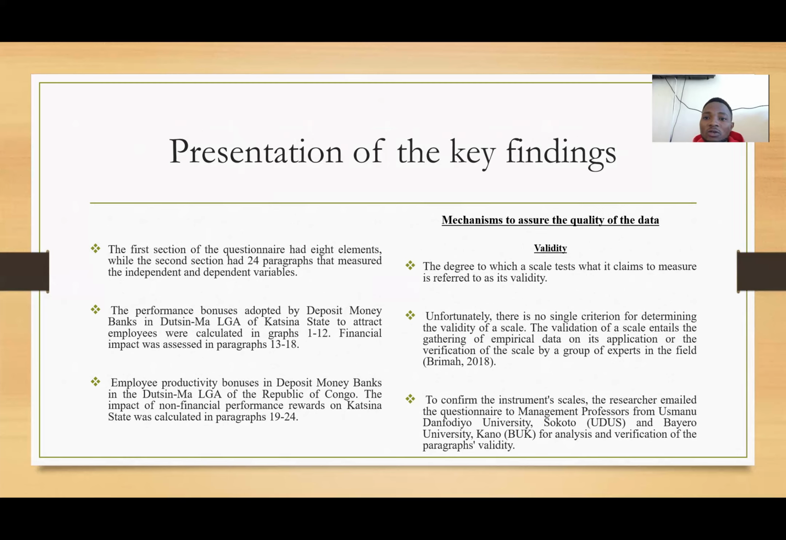About the mechanics to assure the quality of the data, there is validity. The degree to which a test measures what it claims to measure is referred to as its validity. Unfortunately, there is no single criterion for determining the validity of a score, though the validation of the score entails the gathering of empirical data on its applications and the verification of the score by a group of experts in the field. So to confirm the instrument, the researcher emailed the questionnaires to management professionals from Usmanu Danfodiyo University.